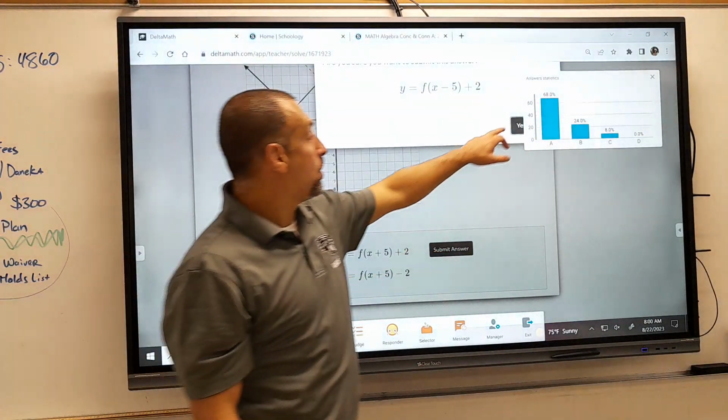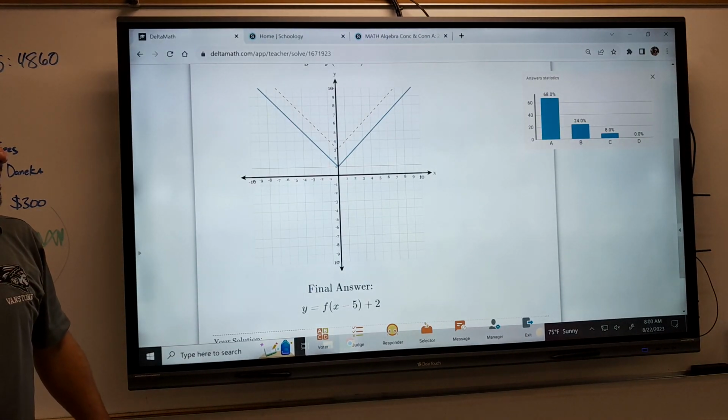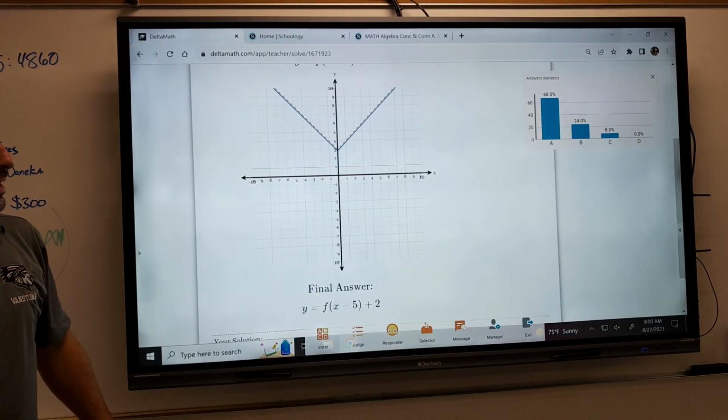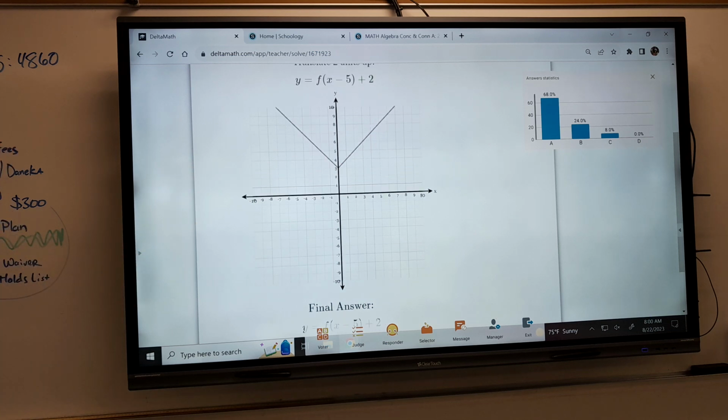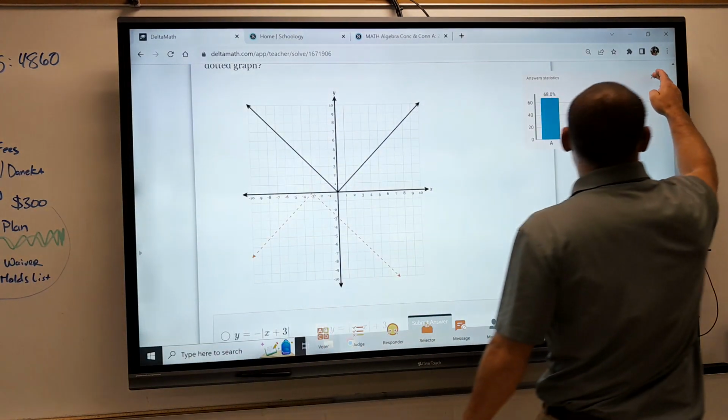I think the majority were probably correct. And it looks like we were right 5, up 2. Nice little visual. It's pretty good. All right, let's see if we can get to 100%. All right, new problem. We've got to get closer to 100%.